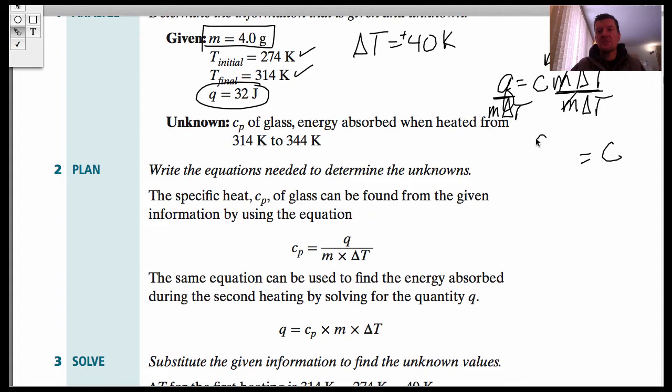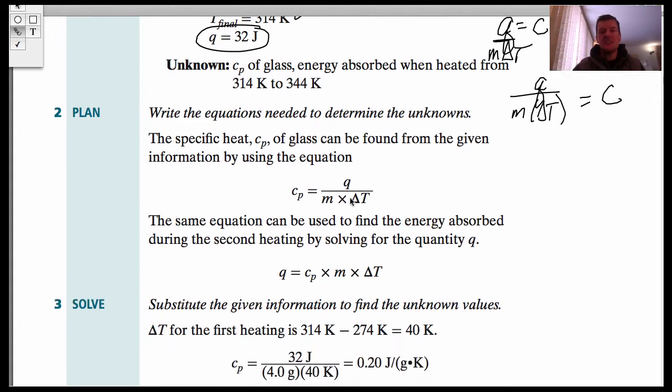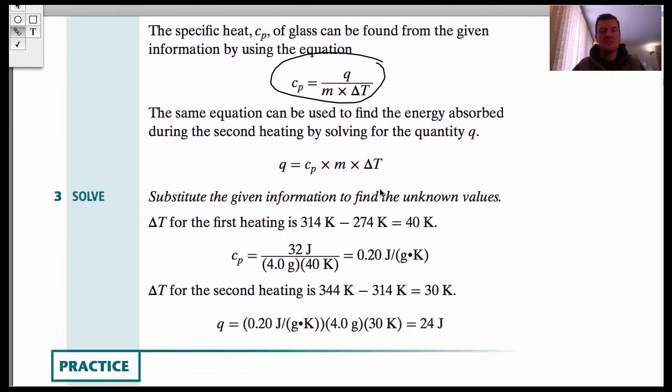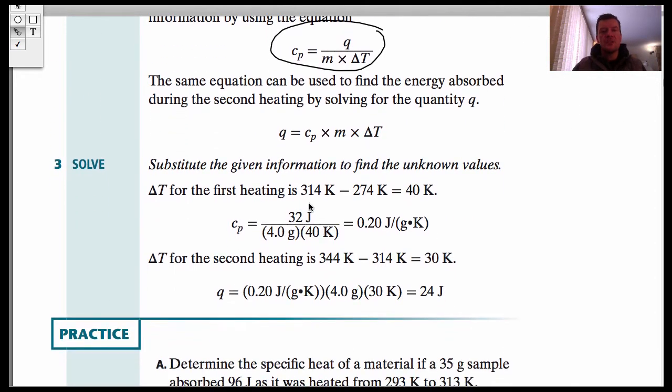And my C is going to equal the heat divided by mass and delta T. And that's exactly what they have here. So just plug in those values now. Your Q, we were told, was 32 joules. Your mass is 4, the delta T is 40. Plug it in, and there is the specific heat capacity for that glass material.